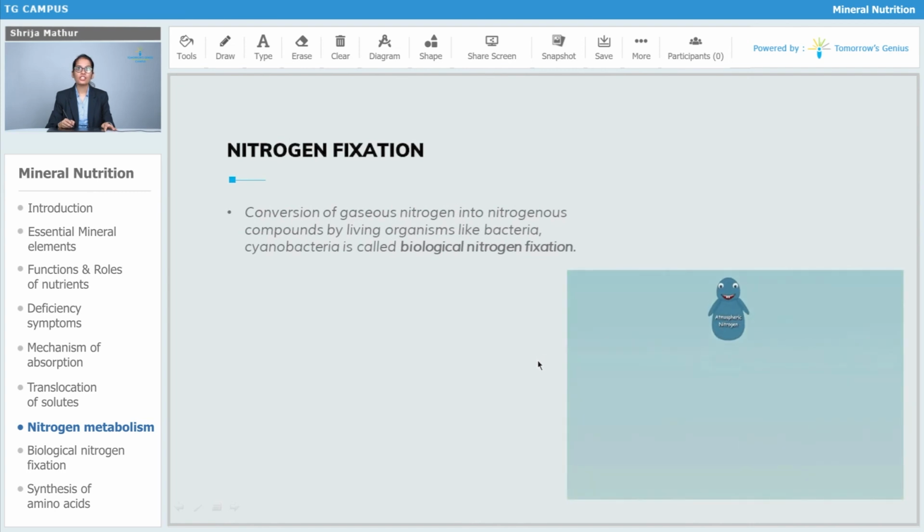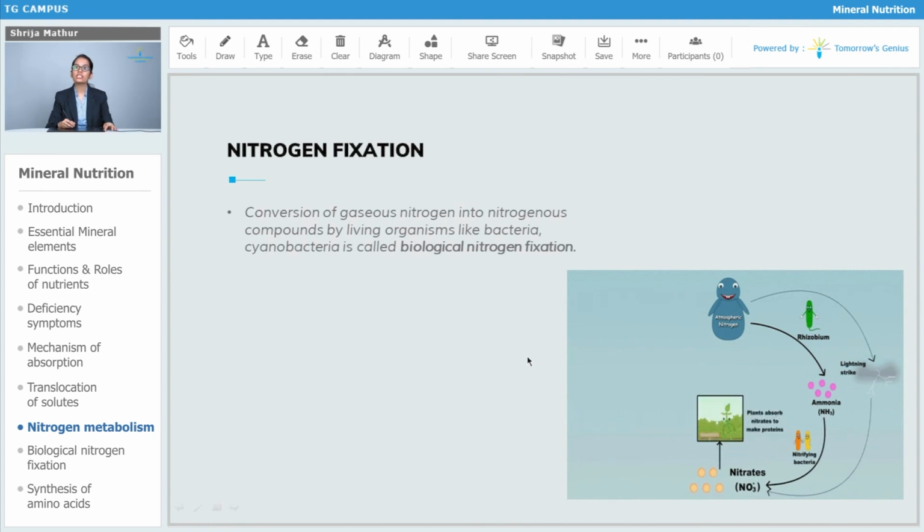Conversion of gaseous nitrogen into nitrogenous compounds by living organisms, that is by bacteria or cyanobacteria, is referred to as biological nitrogen fixation. So till now we have seen how industrial processes or lightning are responsible for the conversion of atmospheric nitrogen. Now it is the bacteria and the cyanobacteria which are responsible for this conversion. So this is biological nitrogen fixation, the second type.